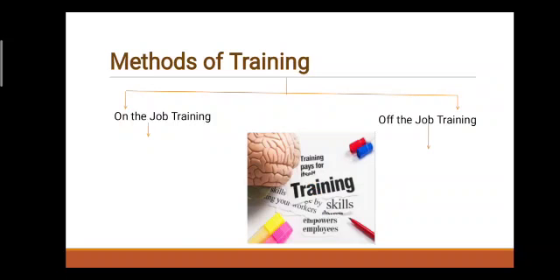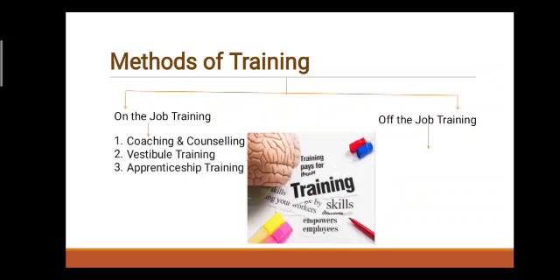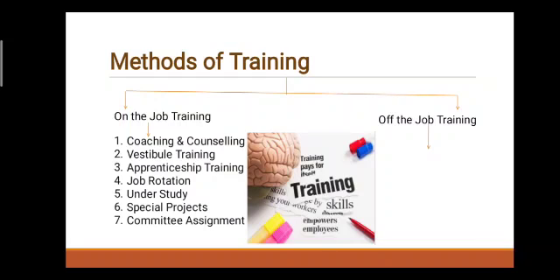Next point, methods of trainings. There are mainly 2 methods of training. First one, on the job training, and second one, off the job training. On-the-job training is again classified into following types. First, coaching and counseling. Second, vestibule training. Third, apprenticeship training. Fourth, job rotation. Fifth, understudy. Sixth, special projects. Seventh, committee assignment. Eighth, junior boards.